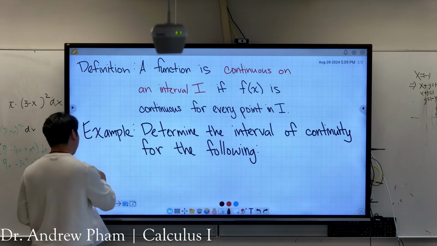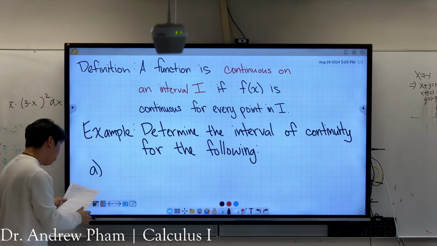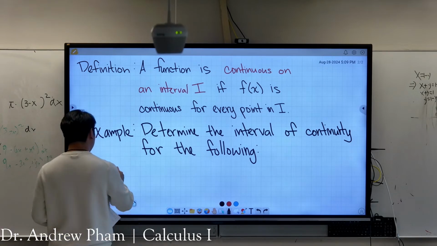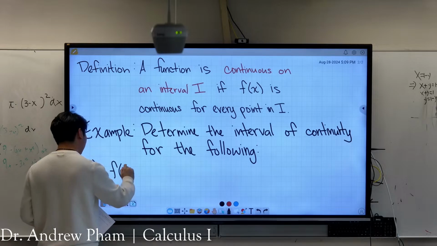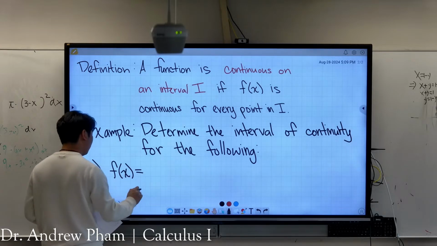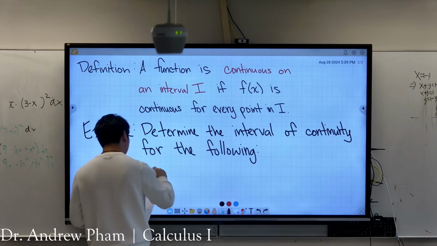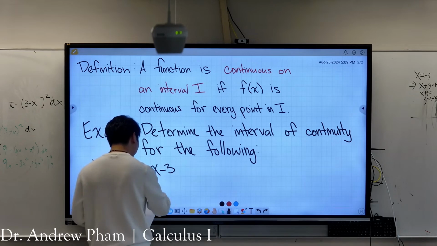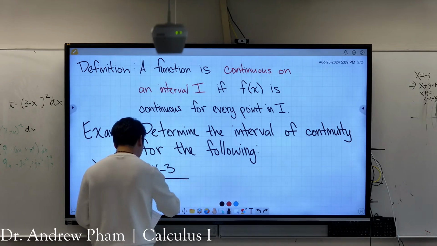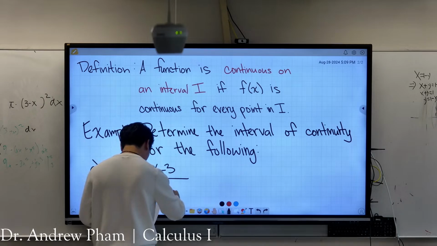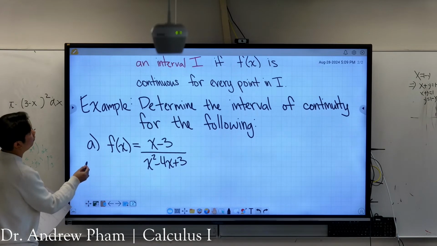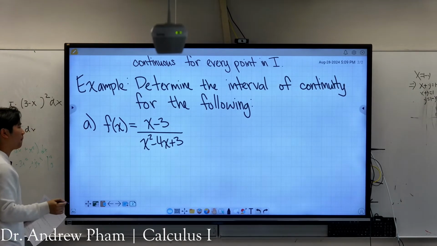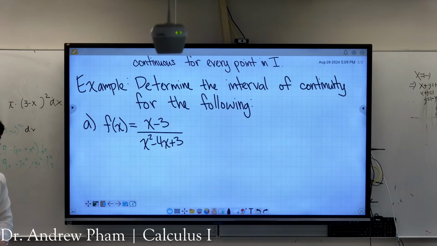Let's start off with part A. What if I have the function, let's start off with this, f of x is equal to x minus 3 all over x squared minus 4x plus 3. And now let's move this up. Let's start off with part A.